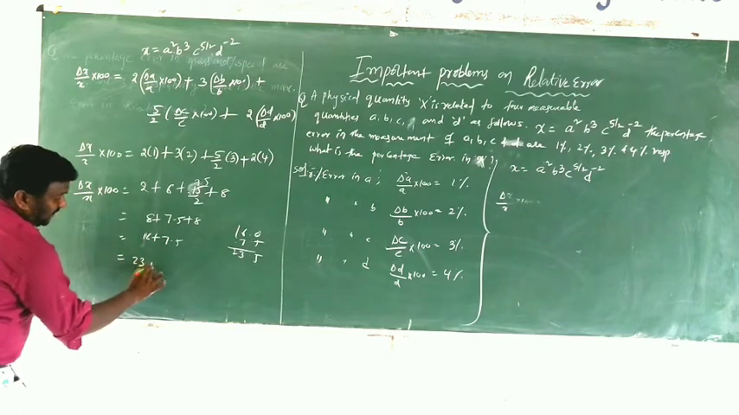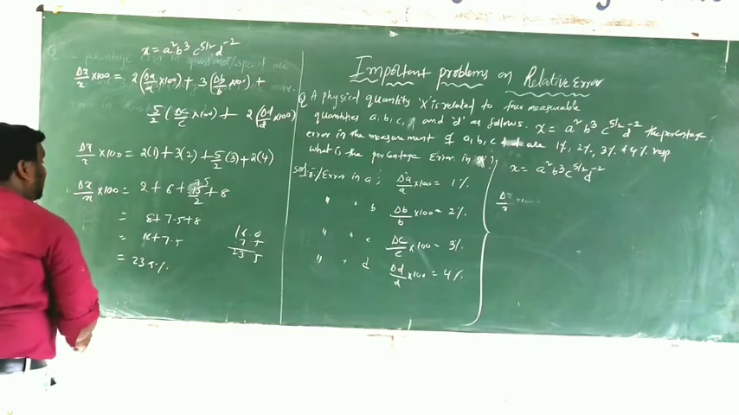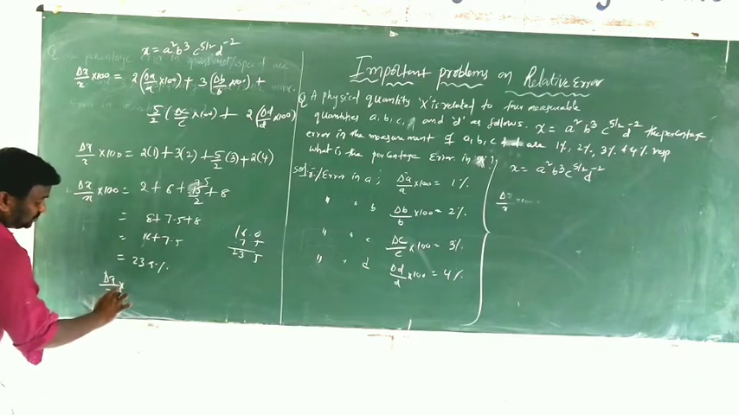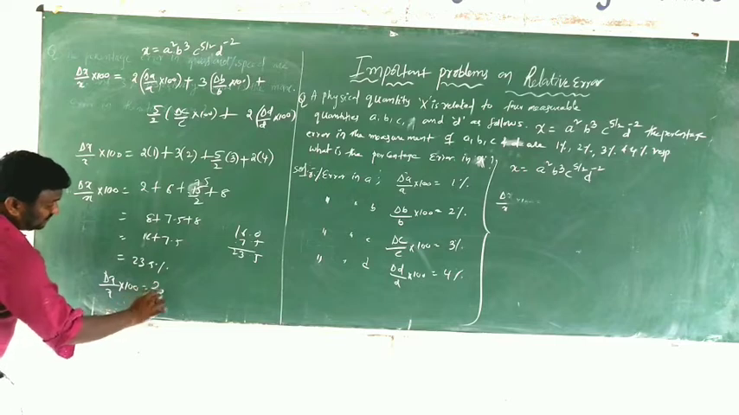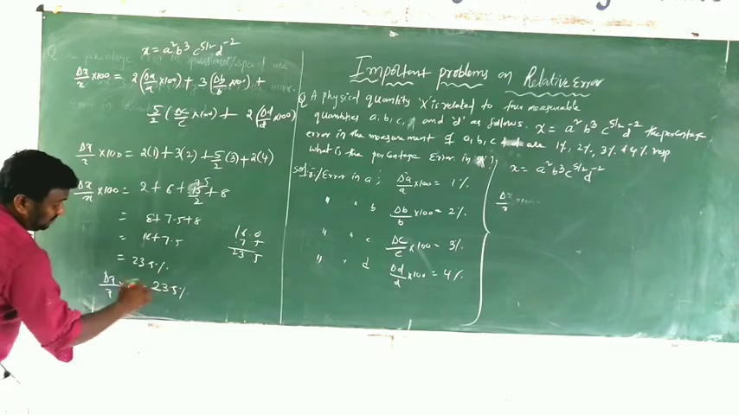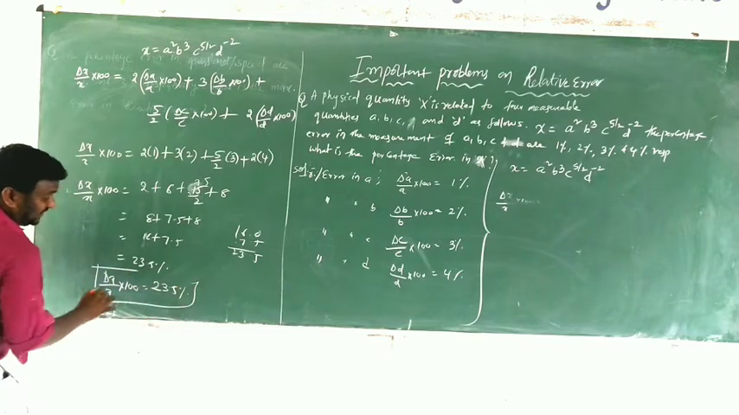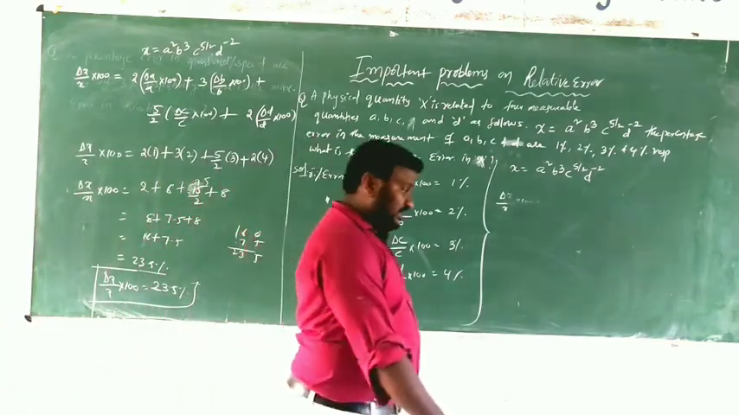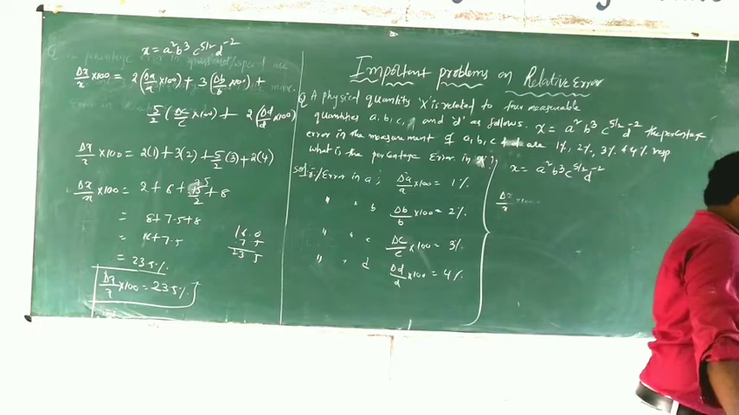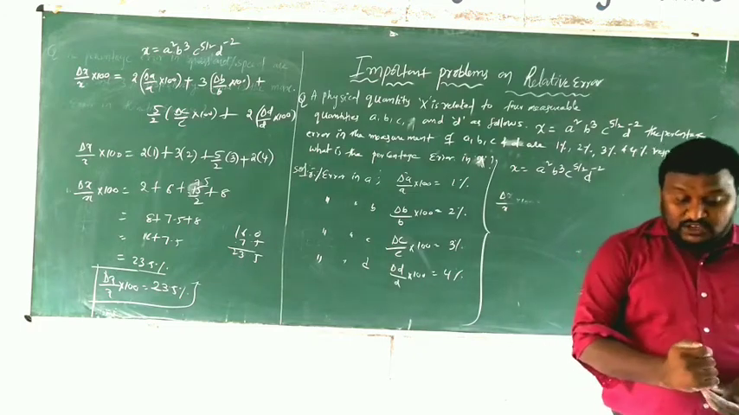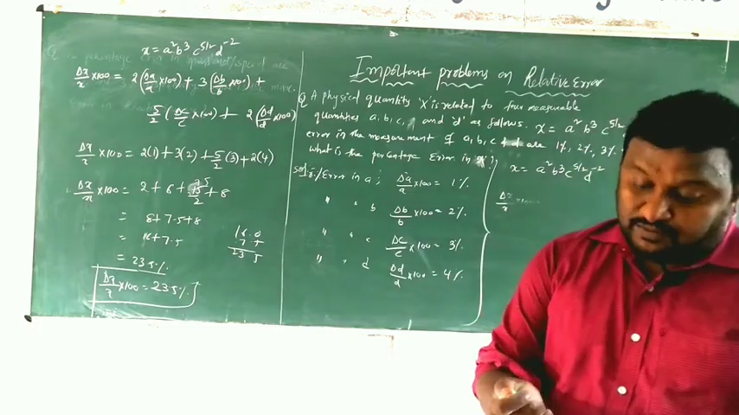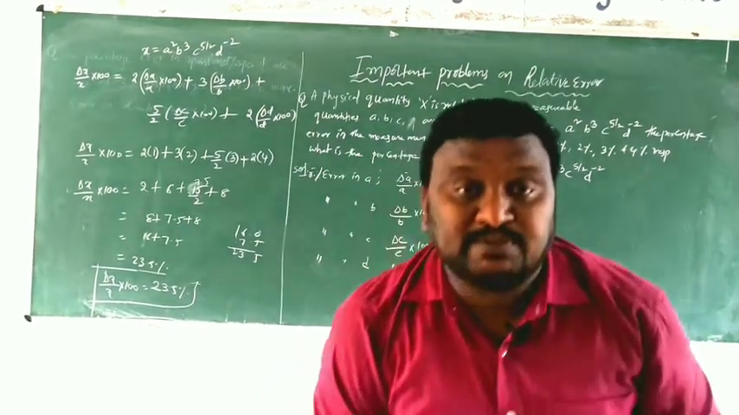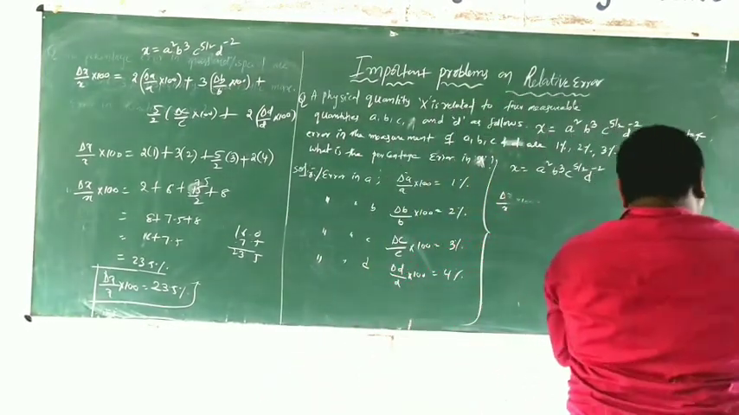So 23.5%. This is the error in delta x by x into 100. So children, in this way we will calculate the values. See once again, watch carefully. I already explained this in the case of the coefficient of relative errors. So again I am explaining here. First see the given problem.